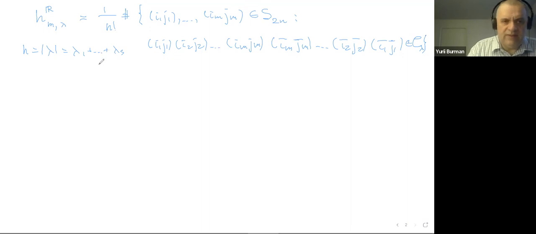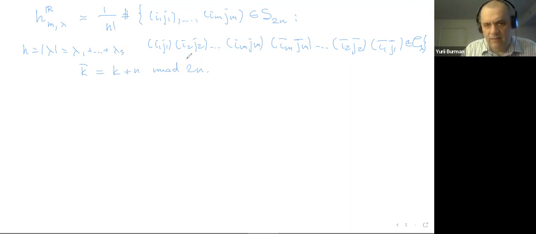First, what are the bars? I'm saying K bar is K plus n modulo 2n. So I and J can be any numbers between 1 and 2n, and their bar counterparts are the numbers in the other half of the interval from 1 to 2n.